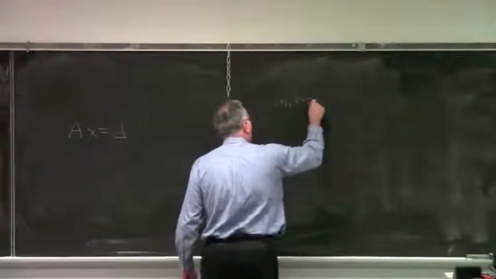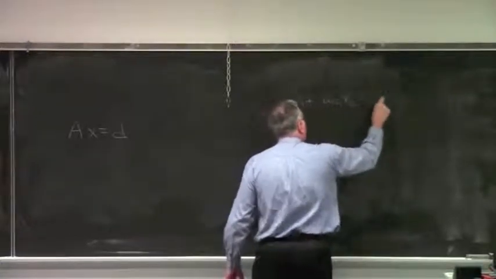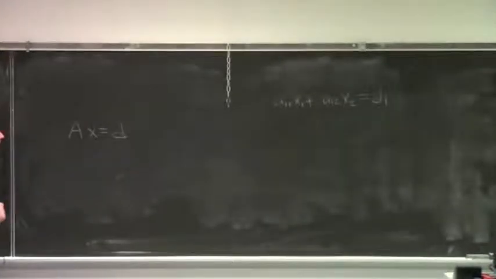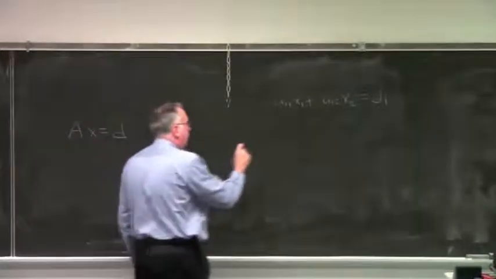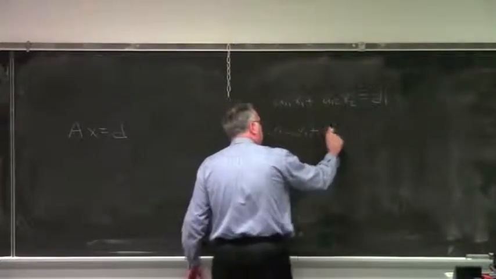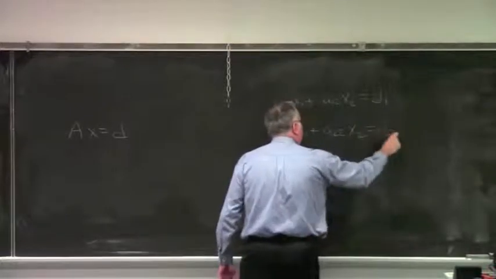A11x1 plus A12x2 equals D1. That's our first equation. Our second equation, A21x1 plus A22x2 equals D2.